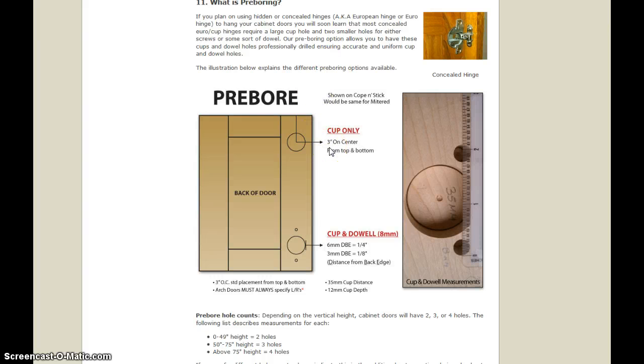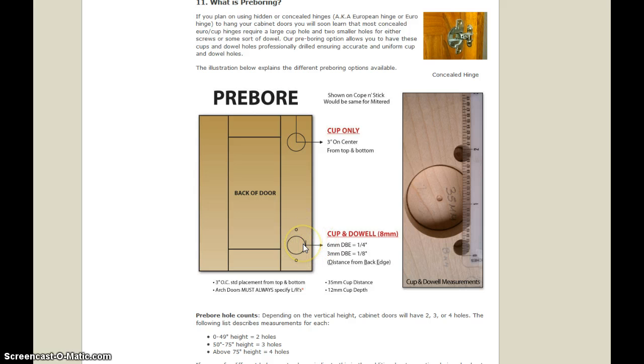Now, as you were looking at the options for pre-bore, you probably noticed that it said an option of 3 millimeter cup only or 6 millimeter cup only. Or it might have said 6 millimeter cup and dowel, or 3 millimeter cup and dowel. What that means is if you can see this perpendicular line right here, this small space between the edge of the cup and the edge of the door, that small space is either going to be 3 millimeters, which is an eighth of an inch, or 6 millimeters, which is a quarter of an inch.